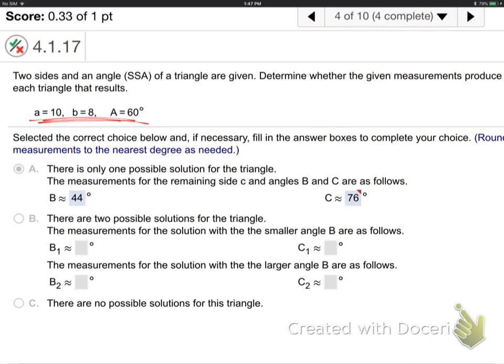B has got to be, they want me to round it to 44. But in a minute, I'll show you one where there are two valid, and then there's another one where nothing will be possible. We'll see them all.